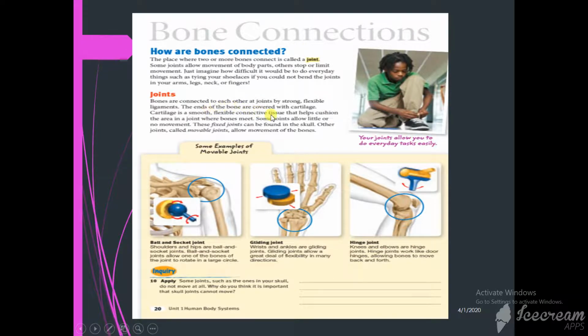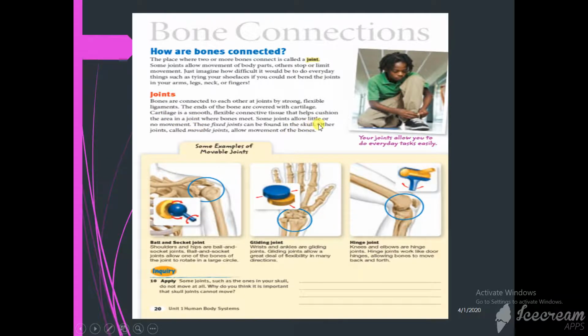Now, the ends of the bones are covered with cartilage. Cartilage is a special tissue. It's a very strong tissue. It is smooth, flexible, connective tissue that helps cushion the area. It gives a cushion to that area in a joint where the bone is.